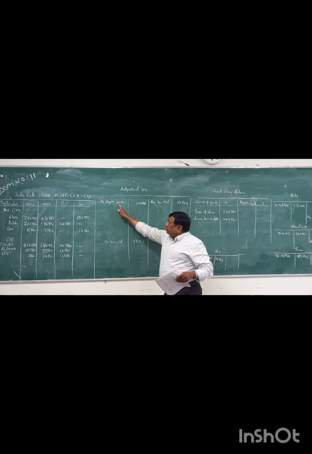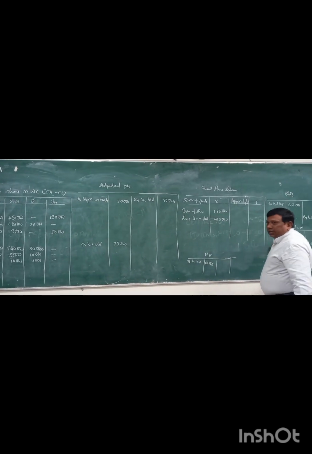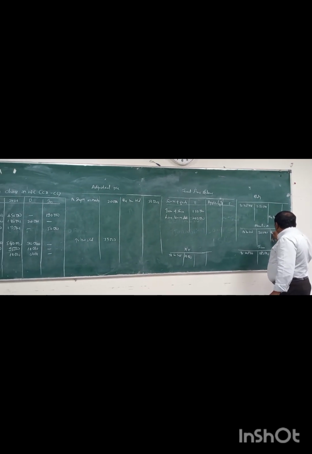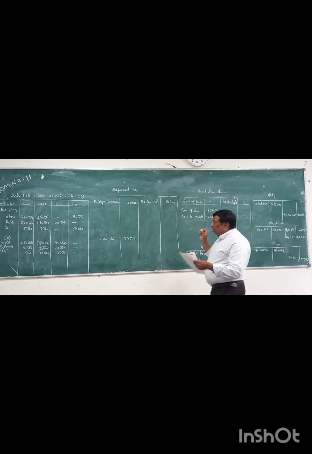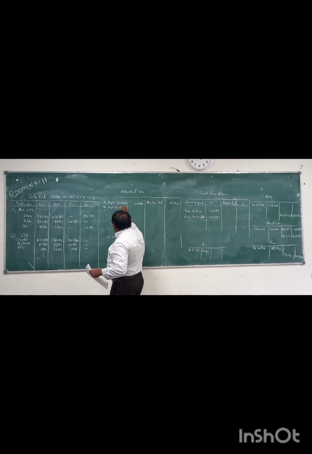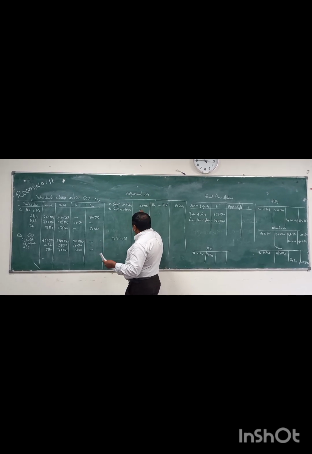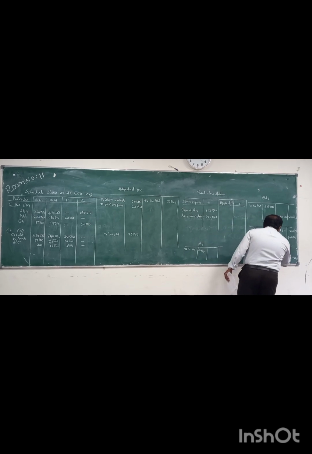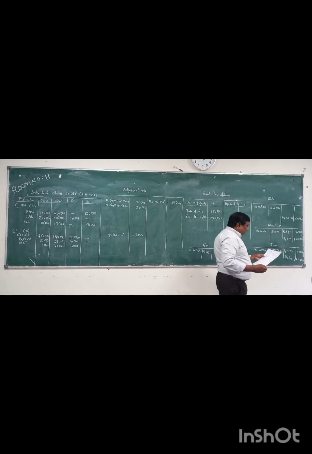One more entry, machinery. So machinery account credit: by adjusted profit and loss account, 20,000. So the double entry is over. Again, furniture: depreciation on furniture, 20,000. Again, furniture account credit: by adjusted profit and loss account, 20,000. Correct? Yes, sir. This also, double entry over.